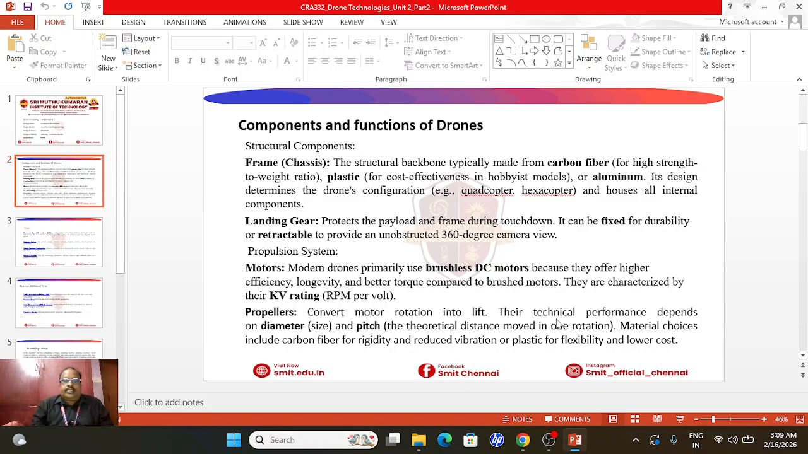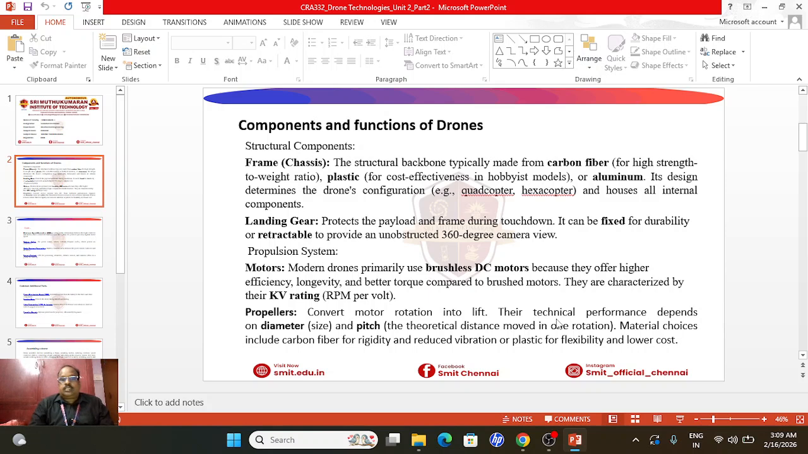And the landing gear protects the payload and frame during a touchdown. It can be fixed for durability or retractable to provide unobstructed 360-degree camera views.